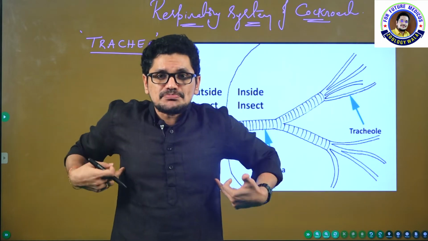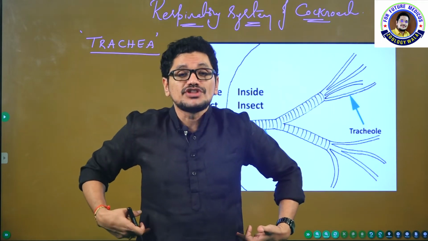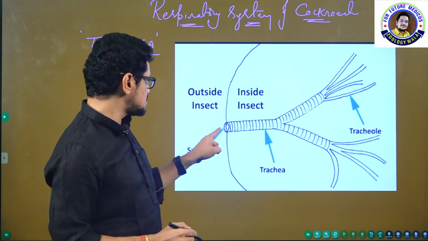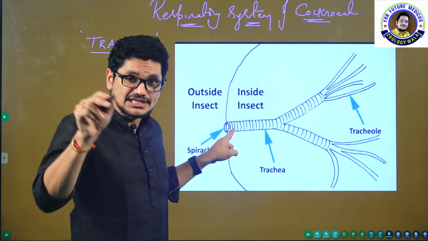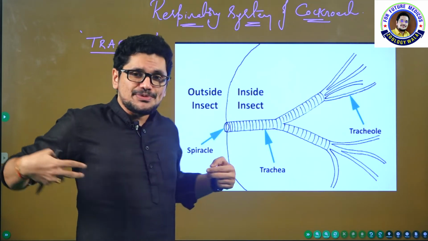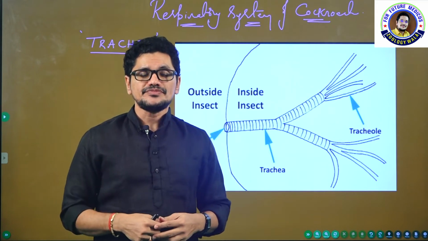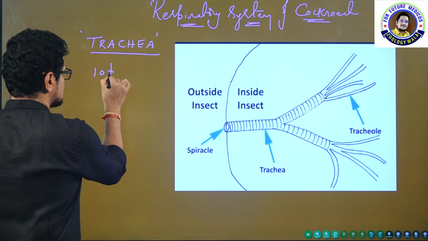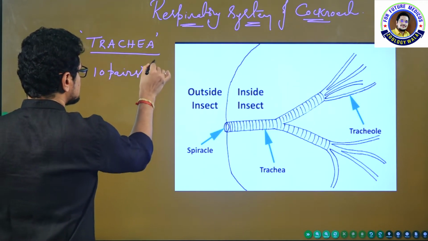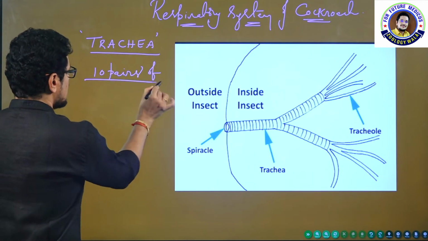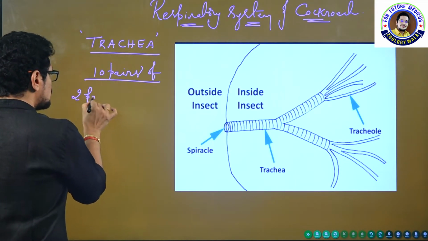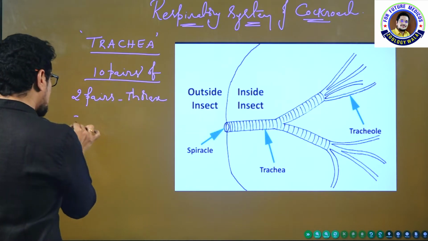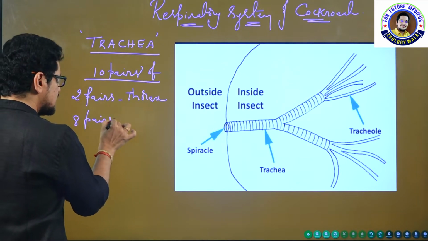So, a number of spiracles are present on either side of the cockroach. On the lateral sides of cockroach, spiracles are present. See, this is an opening called spiracle. Spiracle is the opening through which the atmospheric oxygen rushes into the body. How many spiracles are present in the body of cockroach? 10 pairs of spiracles are present. Among those 10 pairs, 2 pairs are present in the thorax, 8 pairs are present in the abdomen.